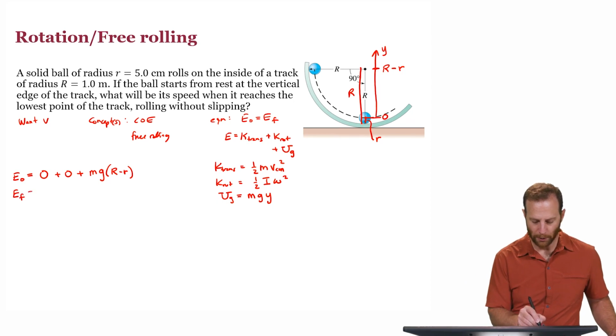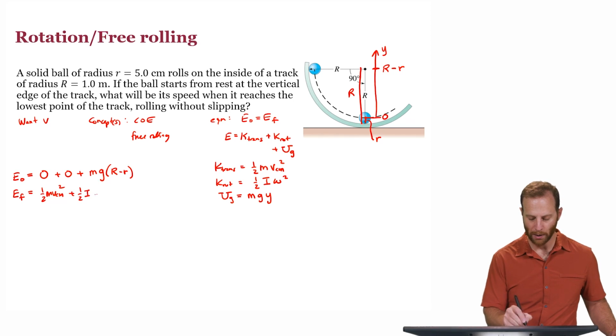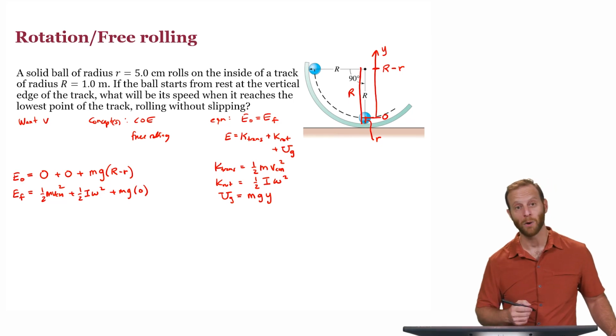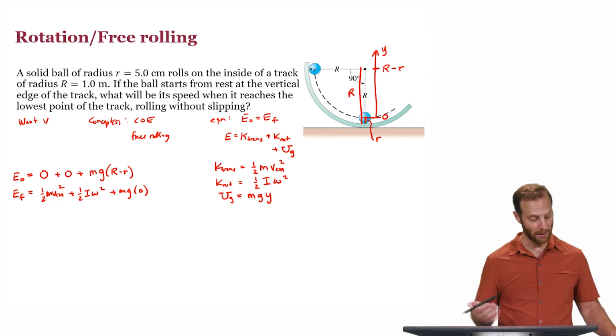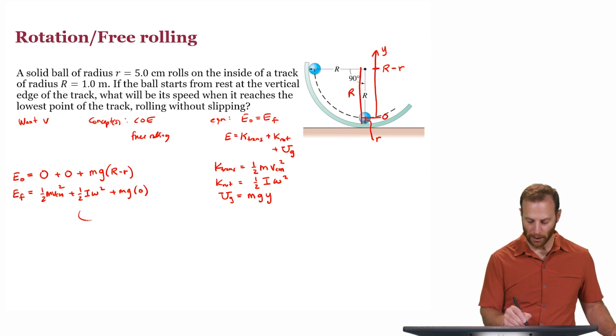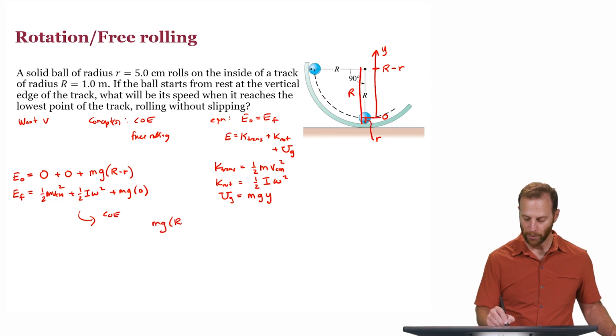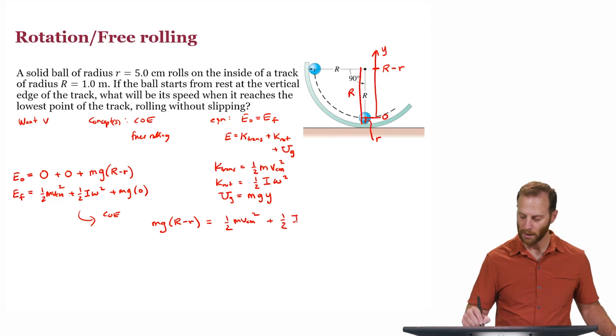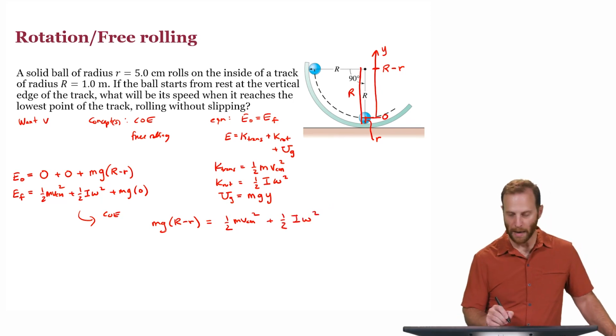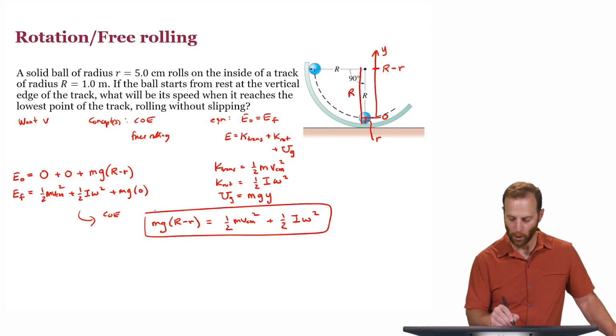The final energy here has translational and rotational kinetic energy, 1/2 m center of mass speed squared plus 1/2 I omega squared plus mg times the final y position, which, as we said, was 0. And so there we go. We can now set these things equal. So let's do that. We're now applying conservation of energy. That tells us that mg times big R minus little r is equal to 1/2 little m center of mass speed squared plus 1/2 I omega squared. Okay, that is the equation that I'll call number 1.